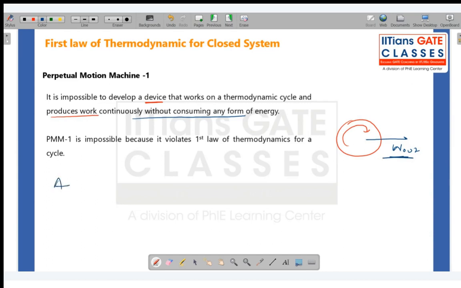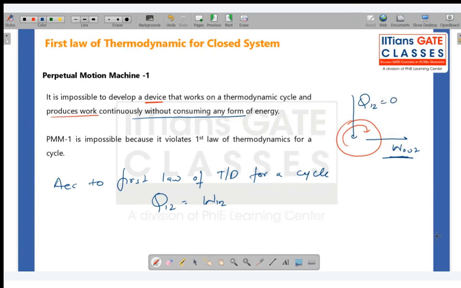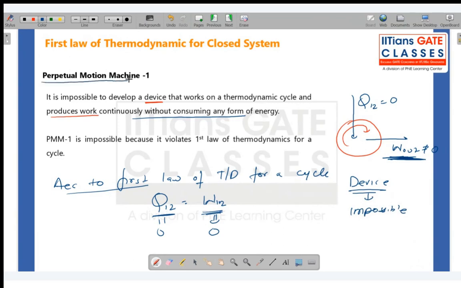But if you see, according to the first law of thermodynamics, for a cycle, Q12 will be equal to W12, right? That means I am saying I am not giving it anything. That means Q12 is zero. And I am saying work output is not zero. It is giving me work output. But the first law is saying if this is zero, then this must be zero. So whatever device this is, it is not possible because it is violating the first law of thermodynamics. And if this device is possible somehow, it is called PMM1, perpetual motion machine of the first kind.